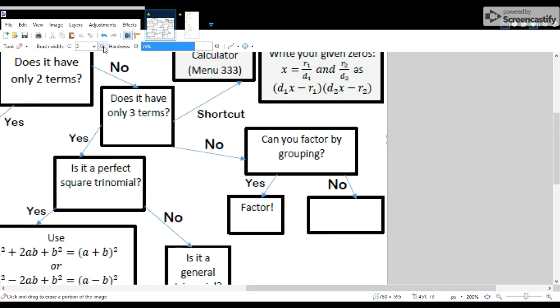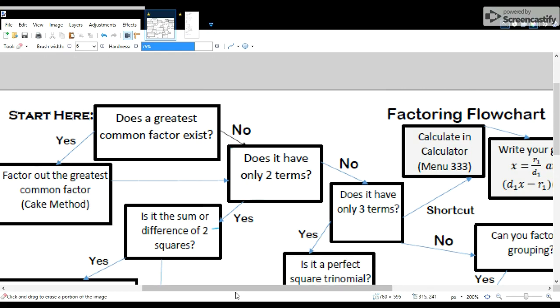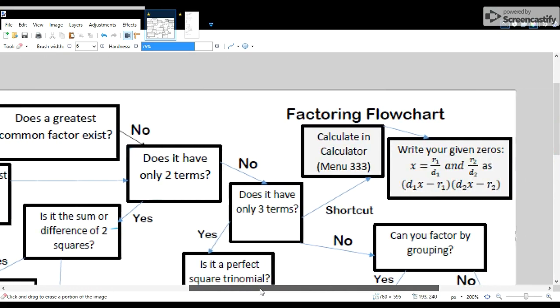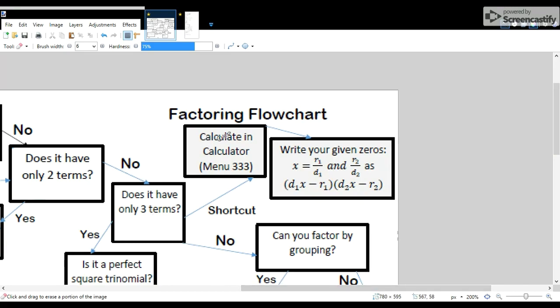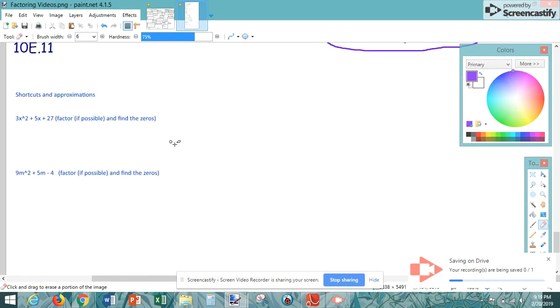And if you can't factor by grouping, you try different combinations, then ask, is it prime? Now, after you ask does a greatest common factor exist, and you do the cake method and factor that out, you can go ahead and use a shortcut using your TI Inspire. In the calculator, press menu 3, 3, 3. Write your given zeros, x equals some number and x equals some other number, and rewrite those zeros as factors. Let's do some examples for that now. So let's look at these shortcuts.